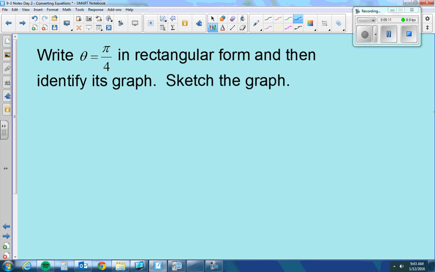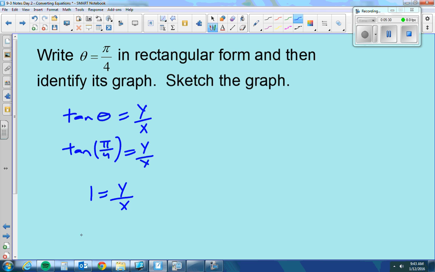And this one kind of feels weird, frankly. So here's the equation I'm going to use. All I know is theta, so plug in theta. I don't know y or x, so they just stay there. But what is tangent of pi over 4? 1. And you multiply both sides by x, you get y equals x. And there you go.